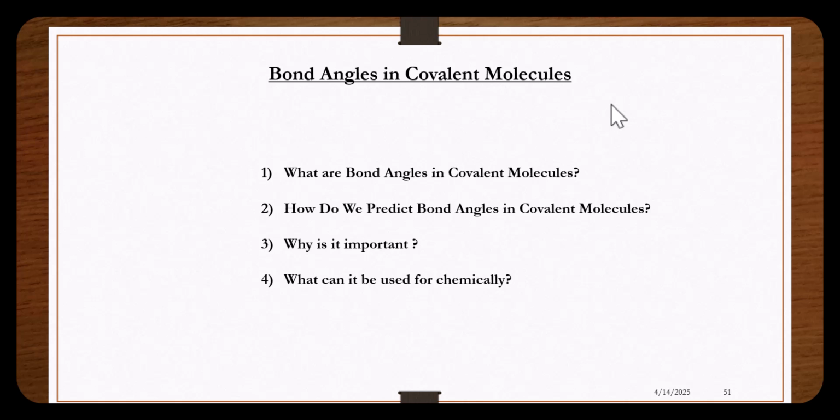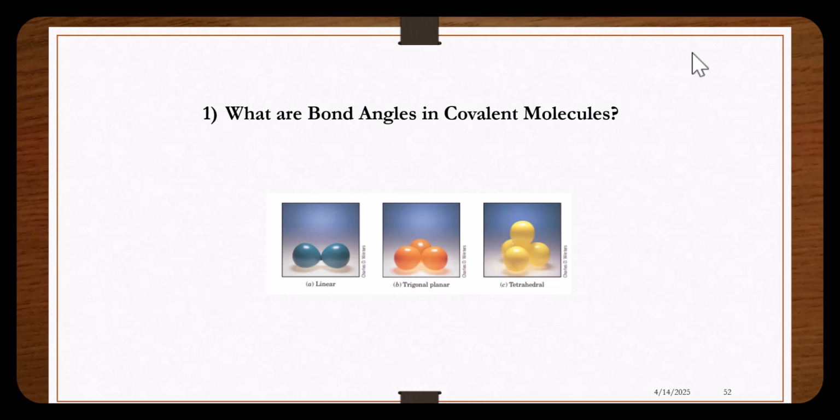In this video, I want to go over bond angles in covalent molecules. I'll go over what they are, how they can be predicted, why they're important, and how they can be used chemically. First, let's look at what bond angles are in a covalent molecule.